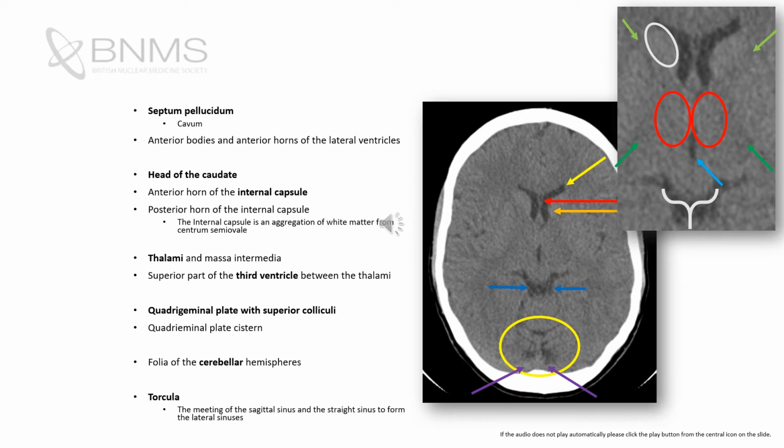The two red ovals show the right and left thalamus. These appear to touch but are not actually connected, and this apparent touching is called the massa intermedia. This obliterates a part of the third ventricle, which we can see with the light blue arrow.